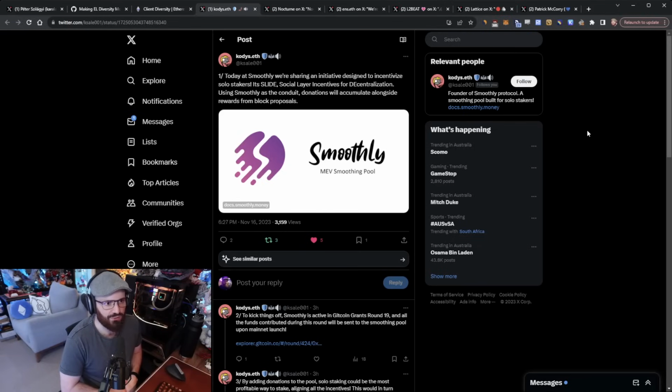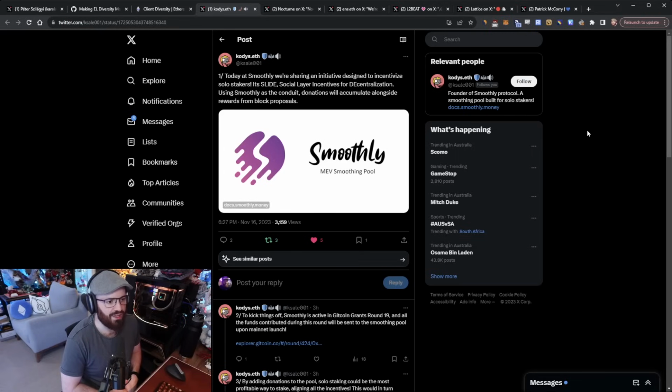So the better thing to do, the plus EV or plus expected value thing to do, would be to join Smoothly as a solo operator, because if one of the solo operators as part of Smoothly lands that block, then everyone gets a share there, right? So it is everyone working together for the benefit of everyone else, which I think is pretty cool.